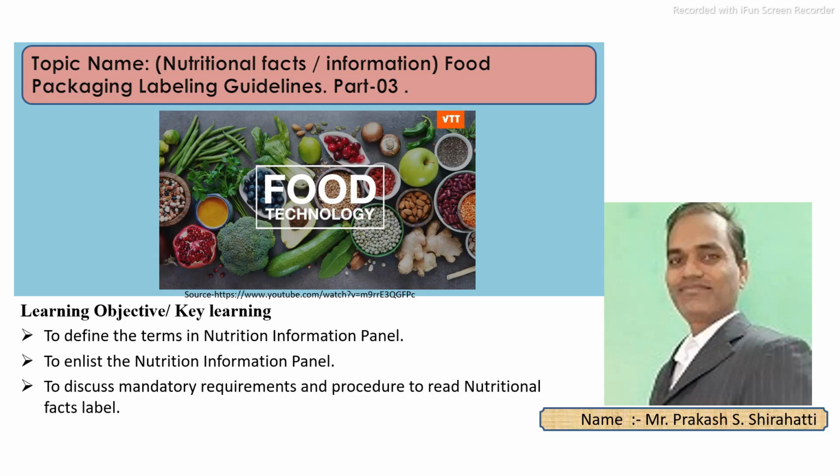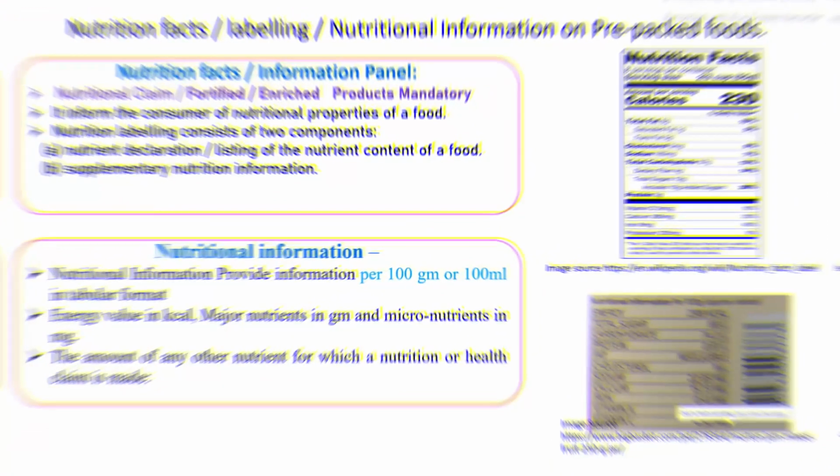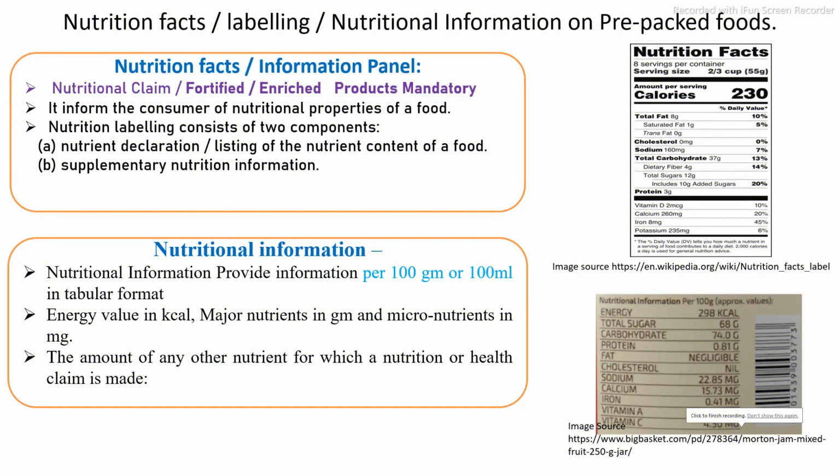A very interesting and simple topic, useful for how to read this label and use it in our daily life for the specific nutritional information of our diet. The main two terms involved in the nutritional labeling system: the first one is the nutritional fact, also called the information panel. This is the example. And the second one is the nutritional information in tabular form.